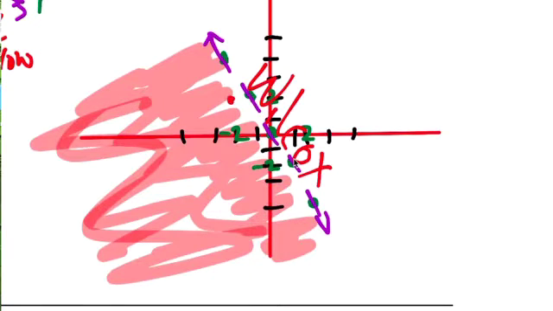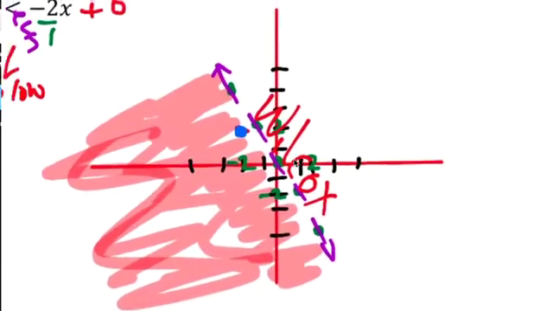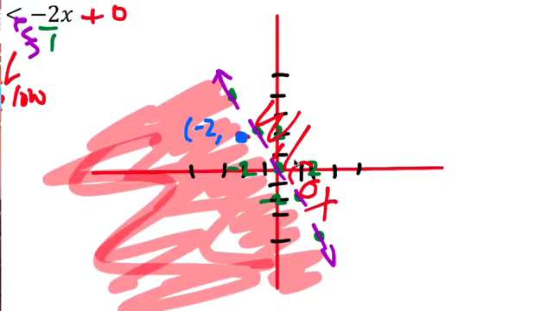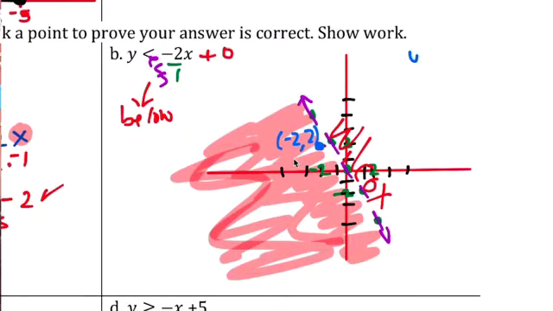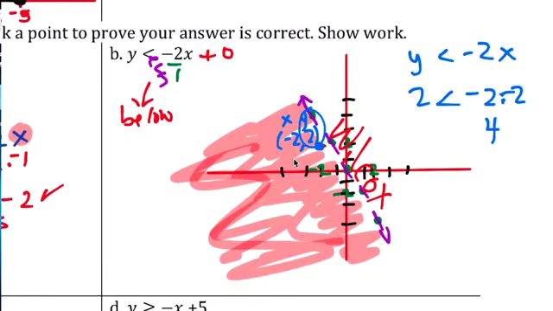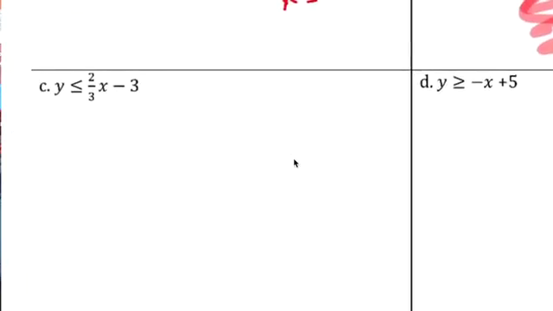Let's do -2, 2. So y is less than -2x. In this case, this is x, this is y. Y is 2, less than -2 times that -2. So -2 times -2 is +4. Is 2 less than 4? Yes, it is. So I shaded in the right region. It's very important you know how to do that.